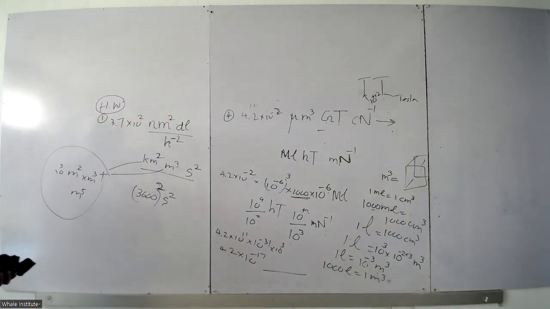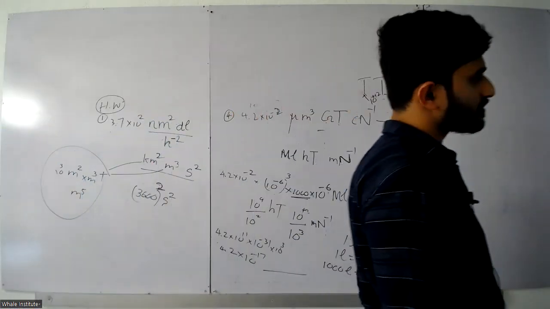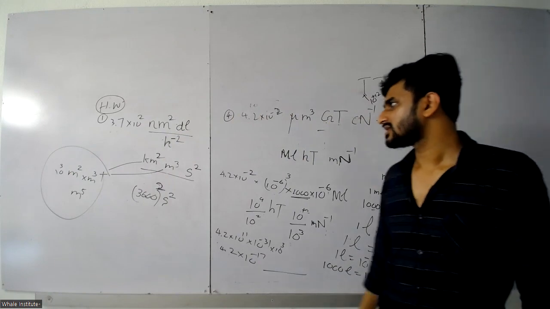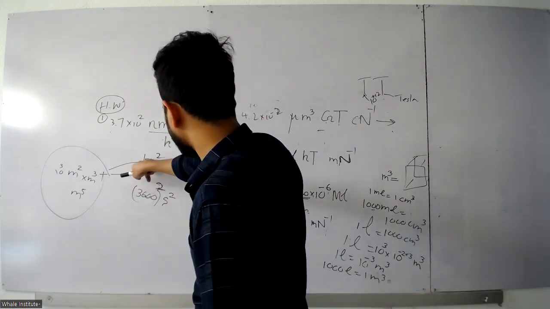Right, as m to the power 5, by combining m to the power 3 and m to the power 2 here. Kilo we convert.